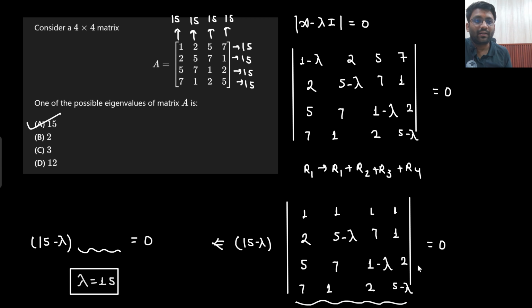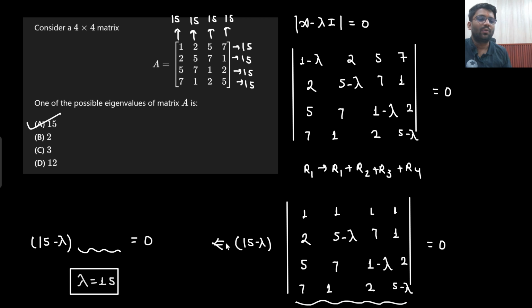But in a quicker manner, if the examiner wants you to answer within a minute, then he would set up a question where the addition of rows and columns gives you one constant value, and that constant value will surely be one of the eigenvalues. And why is it necessary? Because we know that we are going to subtract lambda from each diagonal entry, and eventually when we add up all the rows, what will we get?